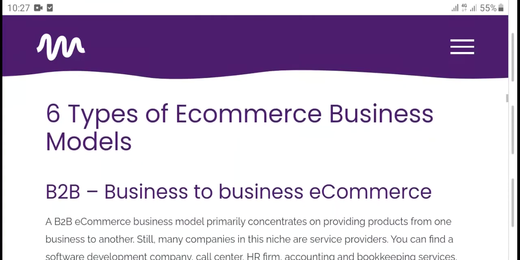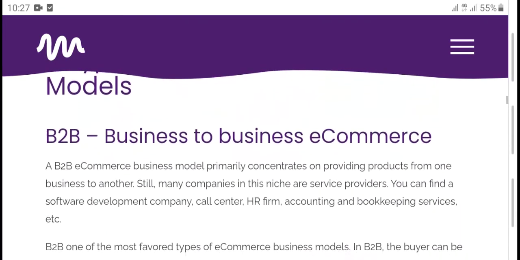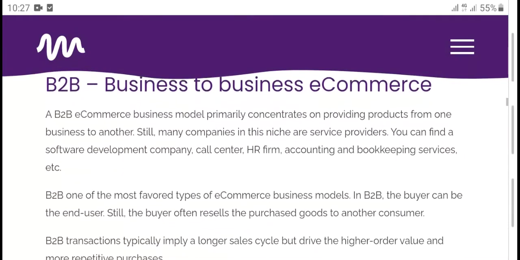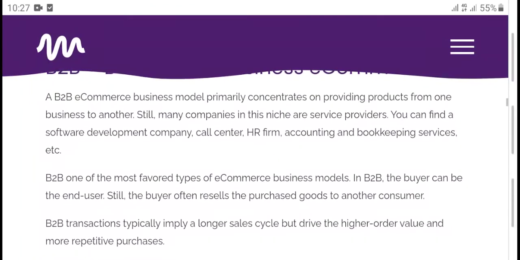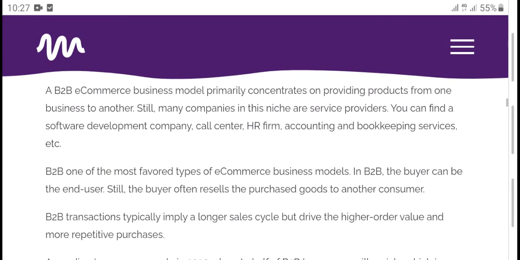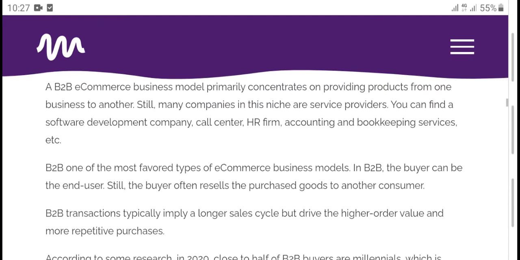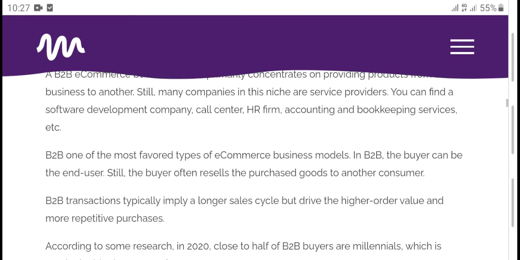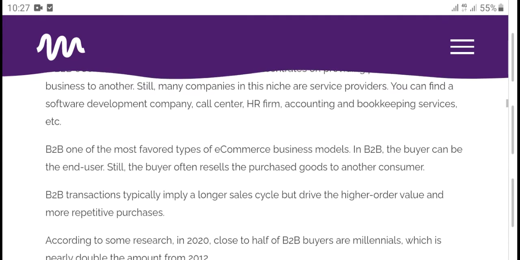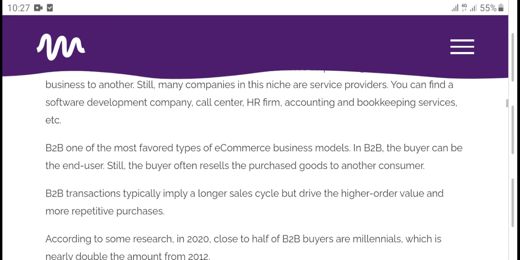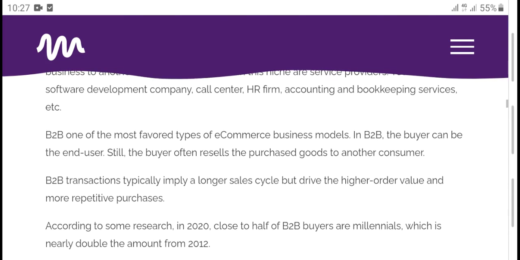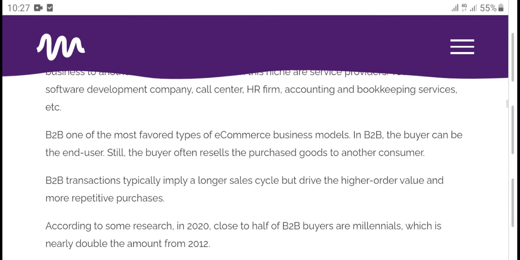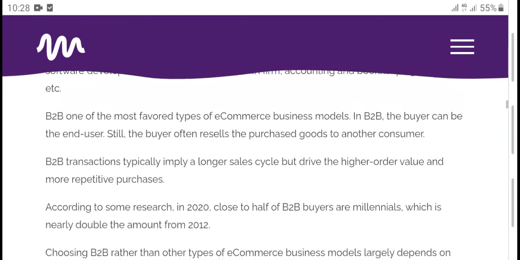Six types of e-commerce business models. B2B, business to business e-commerce: the primary model is providing products for other businesses. Many serve these niche service products. You can find software development companies, HR firms, accounting and bookkeeping services, etc.